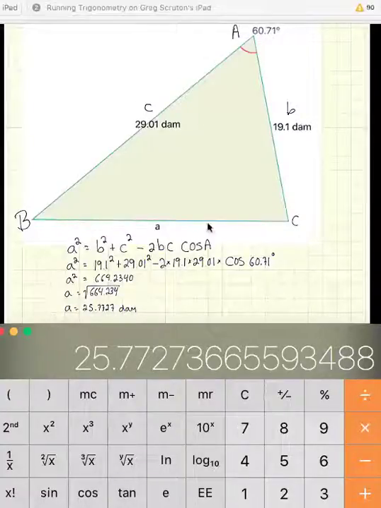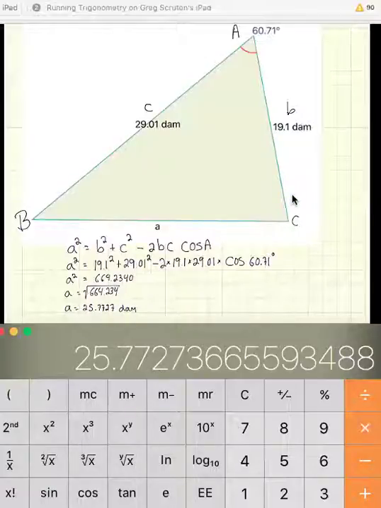Now this length A is not the shortest side, so it's going to be somewhere between the 19.1 and the 29.0, and sure enough it is 25.77. So that makes sense considering the numbers that were given.